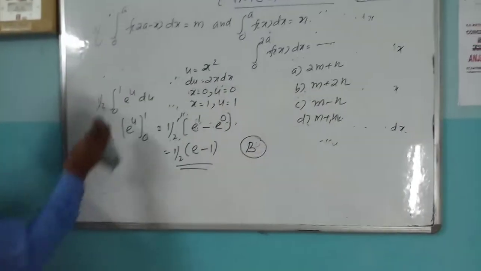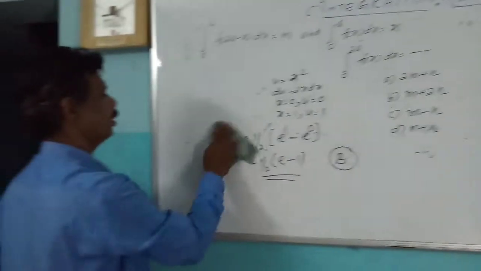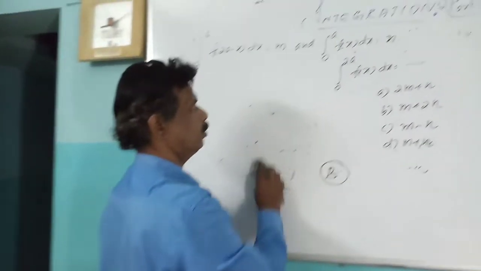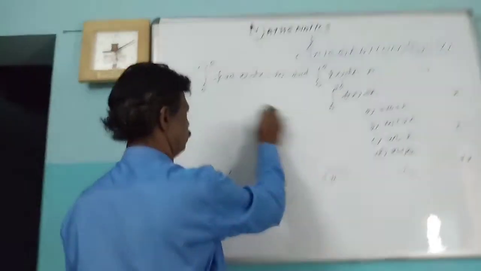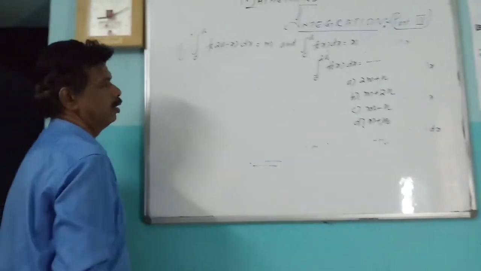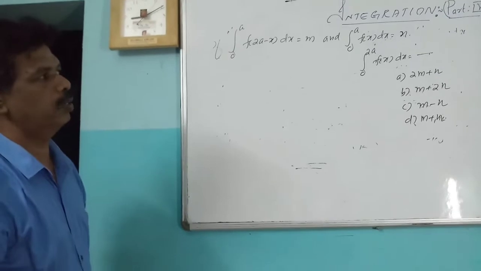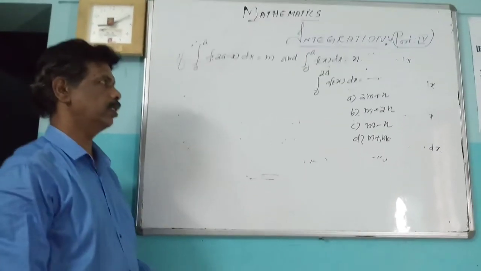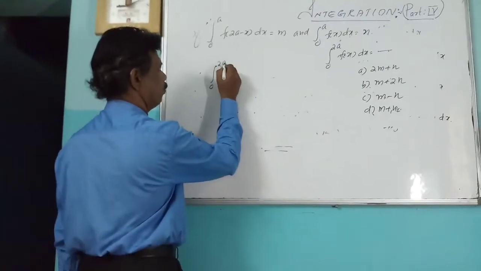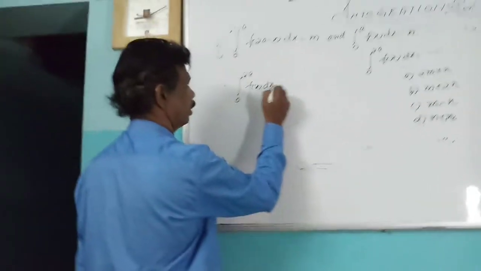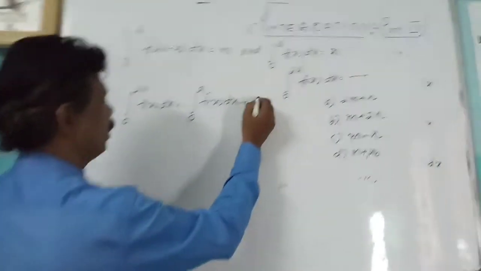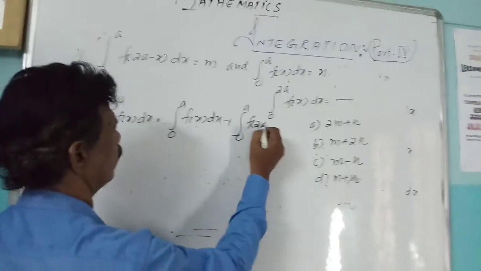Given integral 0 to a f of 2a minus x dx is equal to m, and integral 0 to a f of x dx is equal to n, what is the value of integral 0 to 2a f of x dx? This answer is very simple. Here we have to apply the property of a definite integral, as explained in your text. Integral 0 to 2a f of x dx is equal to integral 0 to a f of x dx plus integral 0 to a f of 2a minus x dx.